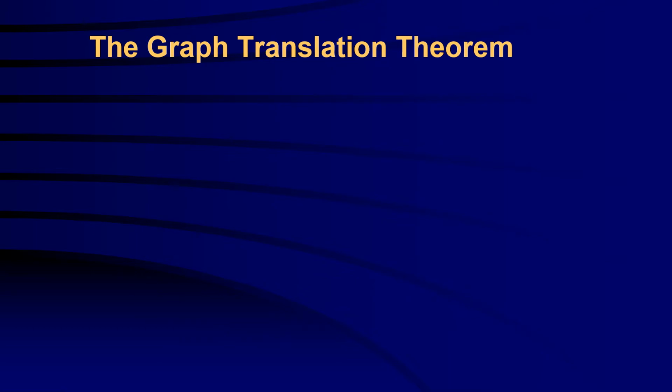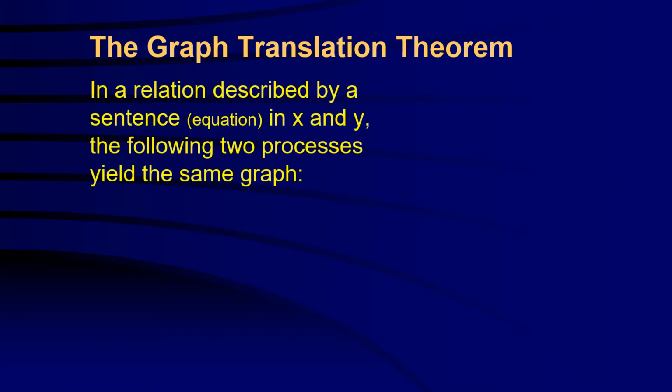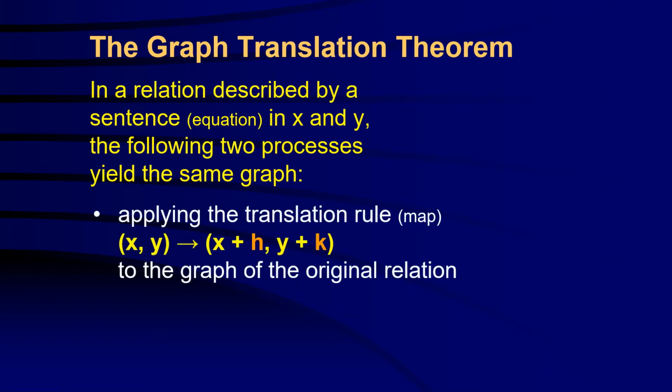To understand the effects of a translation, let's look at the graph translation theorem. It reads, in a relation described by a mathematical sentence, think of a mathematical sentence as an equation in terms of x and y, the following two processes yield the same graph. First, we can apply a translation rule. Now, we're going to refer to a rule quite often as a mapping, as in, we're going to apply (x, y) is mapped to (x plus h, y plus k) to the graph of the original relation.